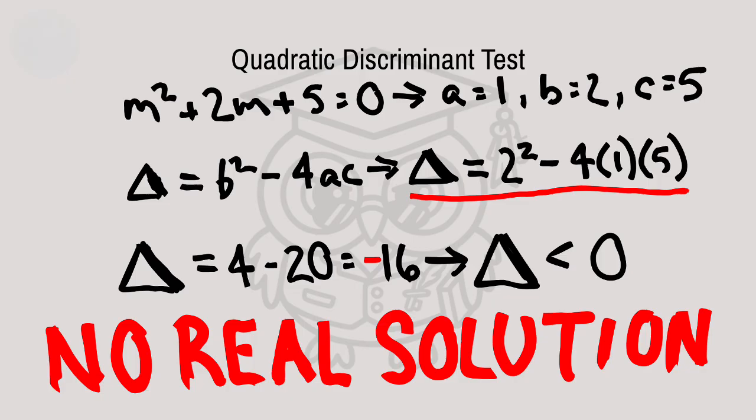Now let's check the second factor m squared plus 2m plus 5 equals 0 for any additional real solutions. Apply the discriminant formula. Discriminant equals b squared minus 4ac, where a is 1, b is 2, and c is 5. Substituting the coefficients yields 2 squared minus 4 times 1 times 5, which reduces to 4 minus 20. The discriminant is negative 16. Since it's less than 0, this quadratic factor yields no real solutions.